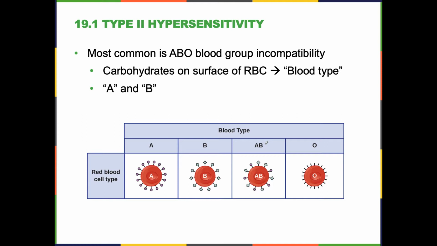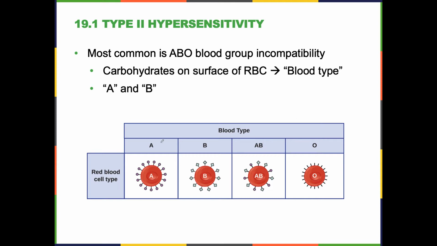We have 2 carbohydrates, A and B. If you're an A blood person, you have the A carbohydrate. If you are a B blood person, you have the B carbohydrate. You can actually have both A and B, and then you'll be called AB. And if you have none of the carbohydrates, then you will be considered O. And this is genetically controlled.